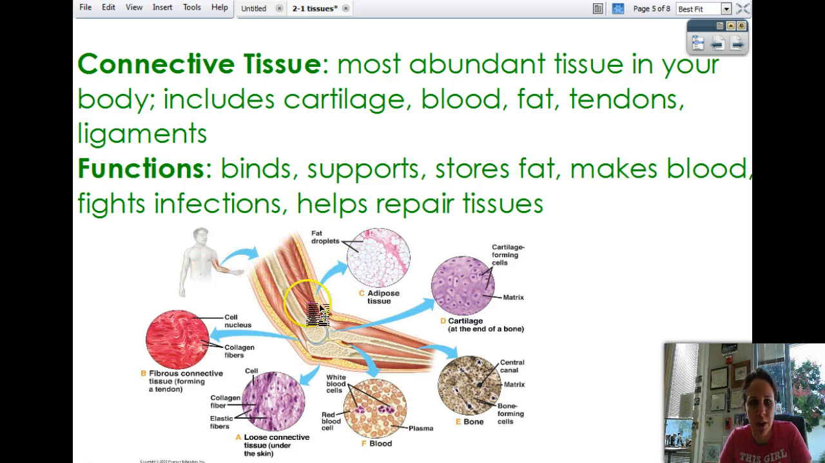Here's a picture showing in your arm all the different types of connective tissues you have. Adipose fat, so we have that subcutaneous under our skin. Cartilage holding together these bones here. Bone itself. Blood inside of there. Loose connective tissue, which, when we open the cadaver, you'll see is little sheets of tissue. And then fibrous connective tissue, which is forming the tendons and the ligaments in there. So lots of connective tissue in your body.